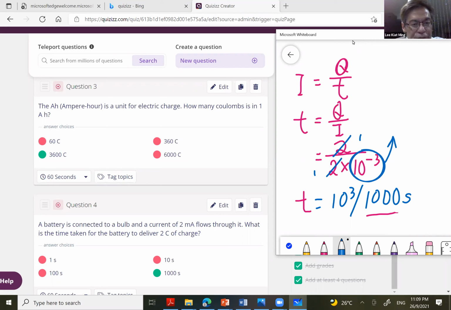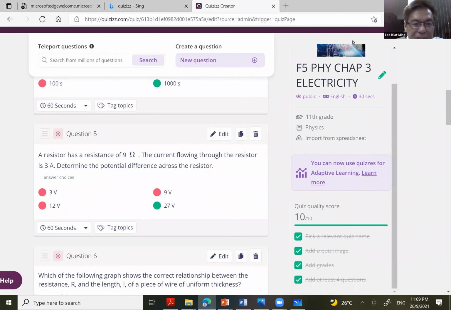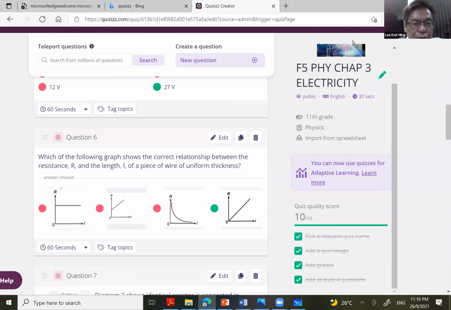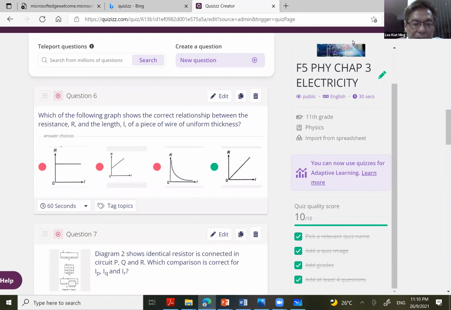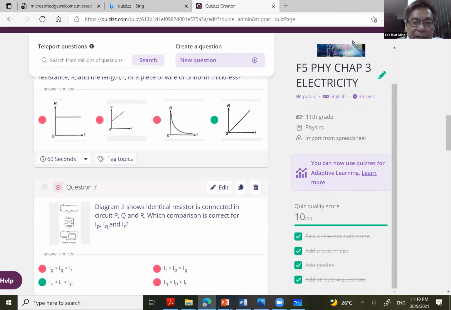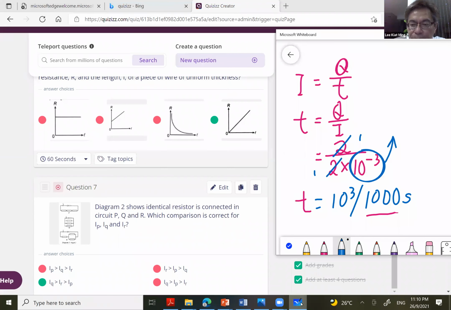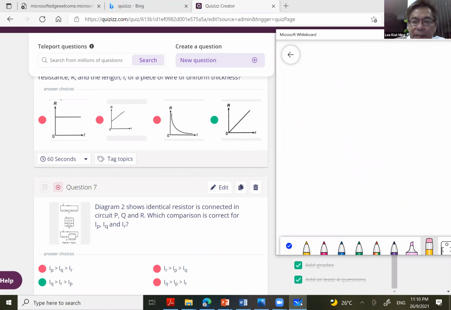Which is question number 5. It is very direct: V equals IR. I'm not going to talk about it. You know that the relationship between R and L is directly proportional. We all know that resistance is directly proportional to length. Therefore, the graph will be what we call direct proportional. That's why the answer is A.